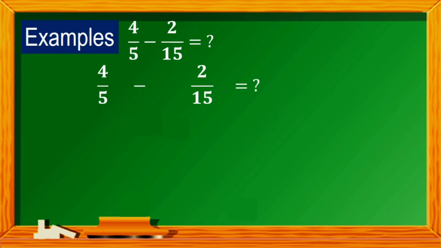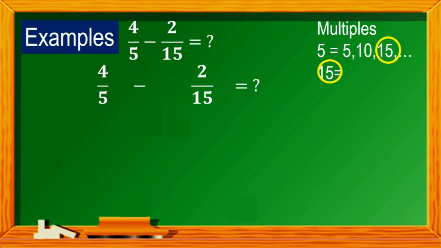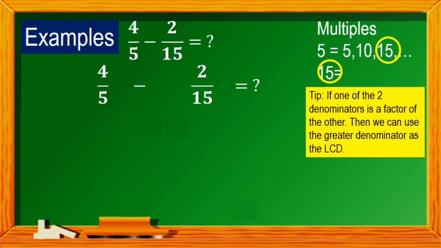Another example, 4/5 minus 2/15. Multiples of 5 are 5, 10, 15. We can now identify a common multiple, which is 15. Tip: If one of the two denominators is a factor of the other, then we can use the greater denominator as the LCD. In this case, we can identify that 5 is a factor of 15. Therefore, we can use 15 as the LCD.